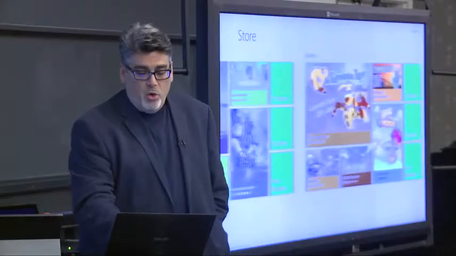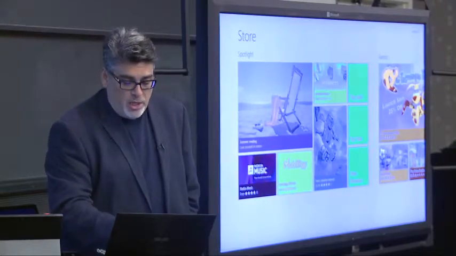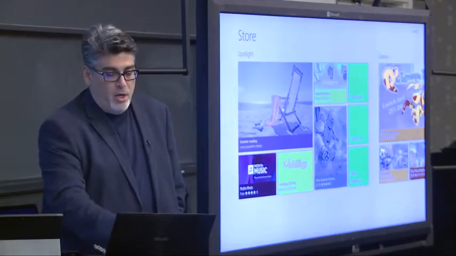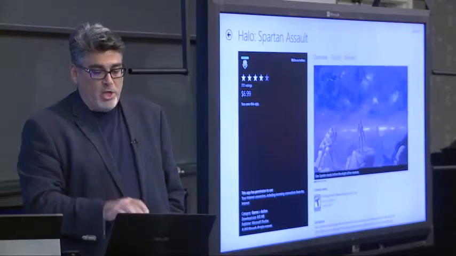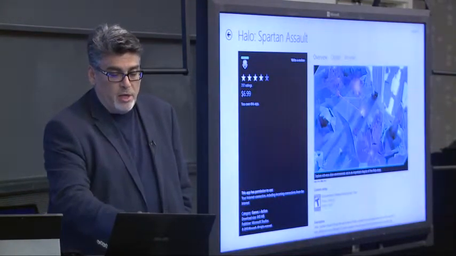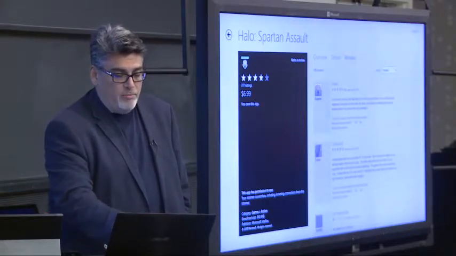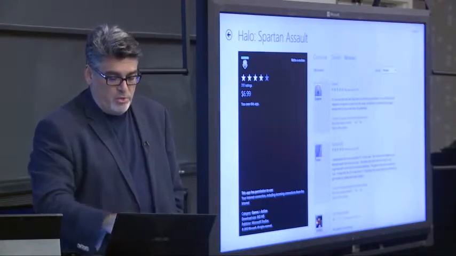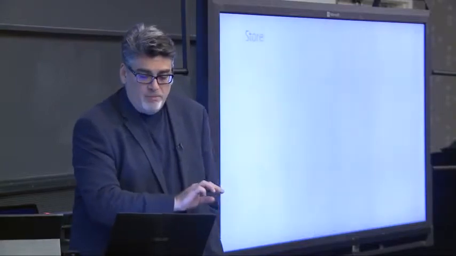So now I'm in the store, and if I was interested in purchasing Halo Spartan Assault, I could go in here and check it out. I could see the different screenshots, look at reviews and so on, and I could choose to purchase it, which in this case I already have, so it knows that.